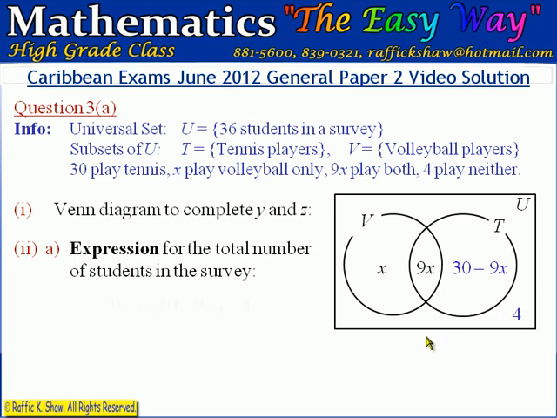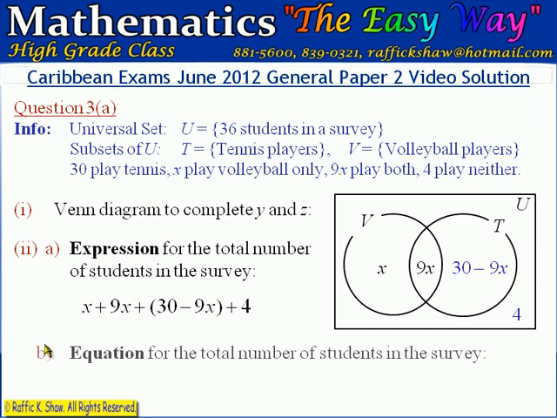So let's show that expression for the total number of students in the survey. The x from here, 9x from the intersection, 30 minus 9x, which is the subset for those playing tennis only, and the 4 outside here for those students who play neither tennis nor volleyball. And that's the answer for part 2A.